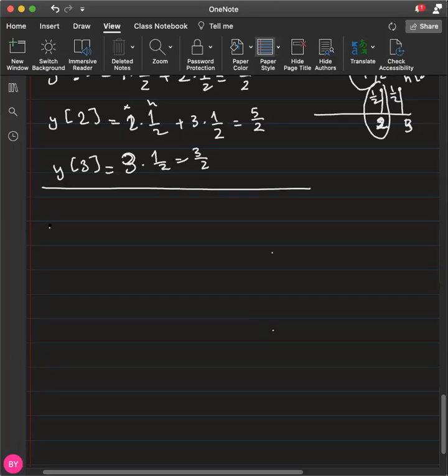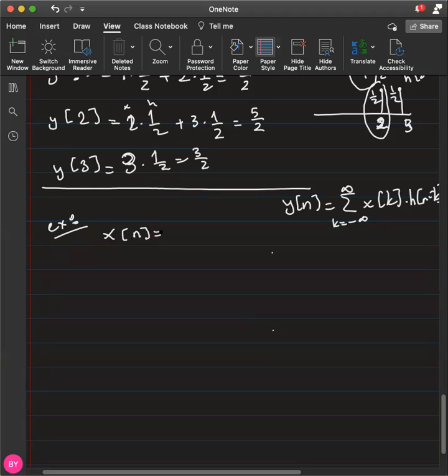Arkadaşlar, let us have one example with the convolution formulation. Let me write the convolution formulation again. y of n is equal to the sum of x of k times h of n minus k, where k is from minus infinity to plus infinity. So we will perform a little bit more complex problem here.